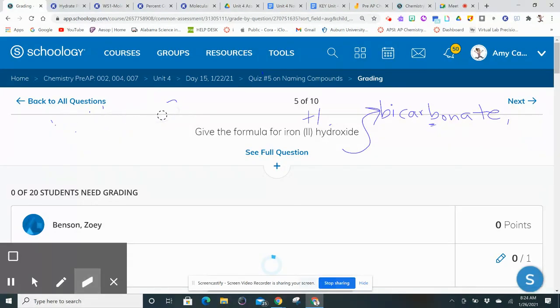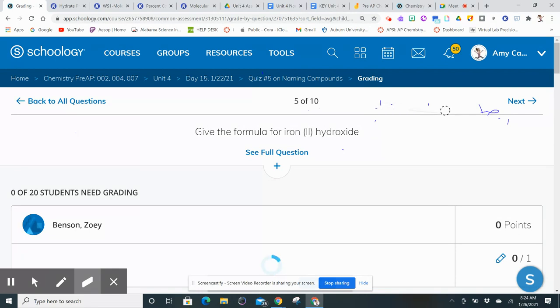All right, so now we have to give the formula. And we have a metal, and we have a polyatomic ion both.